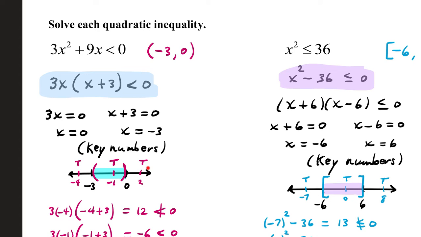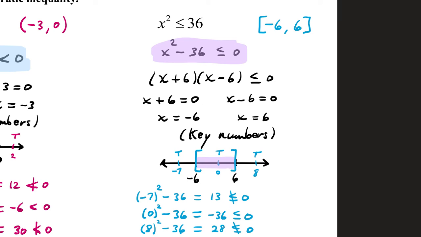And then finally, test to the right of your larger key number. We randomly picked a 2. Sub that into your highlighted statement. 3 times 2 times 2 plus 3, that's 6 times 5, which is 30. And that's not less than 0. So the only open interval that gave us a true statement was the open interval between negative 3 and 0.